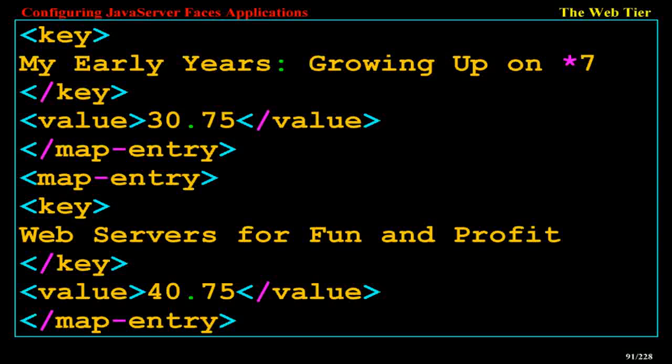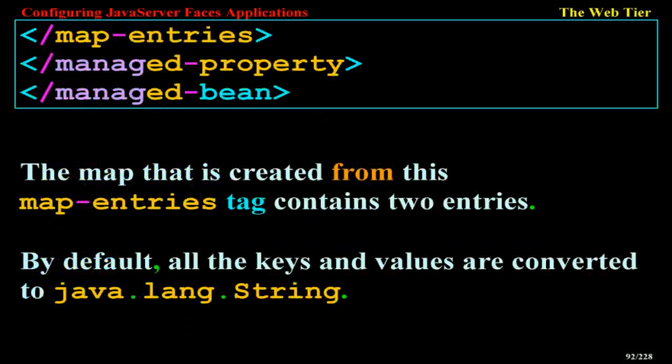Key, value, map entries, managed property, managed bean. The map that is created from this map entries tag contains 2 entries.